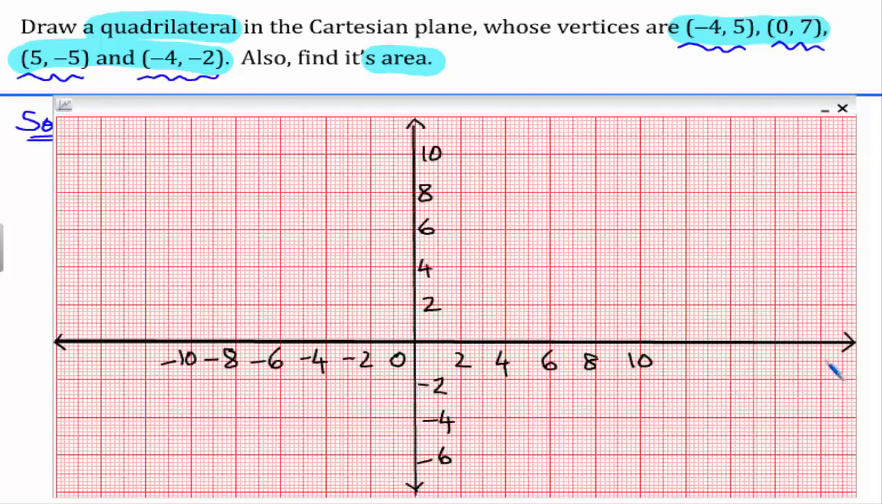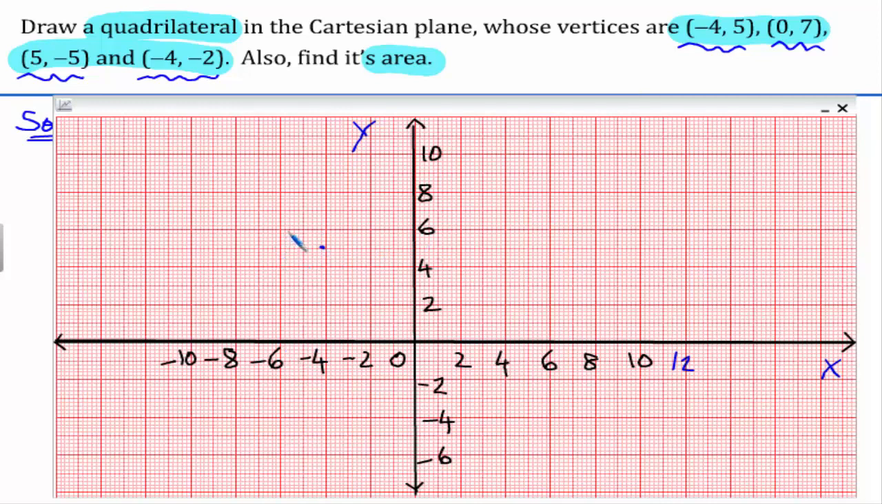Now in this system, here is the x-axis and here the y-axis, and observe that the scale which I have taken on x and y-axis is 1 centimeter as 2 units. Now let us locate the points. The first one is (-4, 5), -4 on x-axis here and 5 on y-axis. Here is the point.